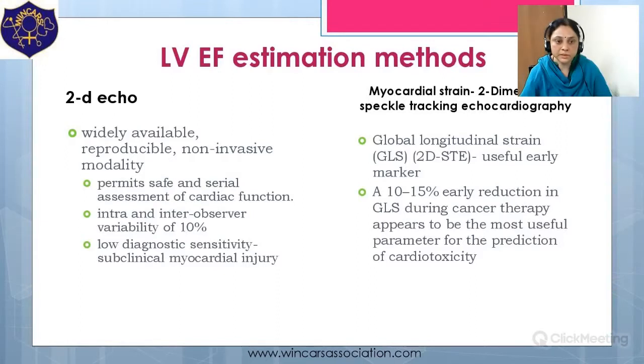Echo is widely available, reproducible, and non-invasive. It permits the safe and serial assessment of cardiac function, though there is an intra- and inter-observer variability of around 10%. It is less sensitive for detection of early stages of myocardial injury. In this condition, it is the role of speckle tracking echo. It has been shown that global longitudinal strain by speckle tracking echocardiography is useful as an early marker of LV dysfunction. A reduction of 10 to 15% in the global longitudinal strain is the most useful parameter for prediction of cardiotoxicity.